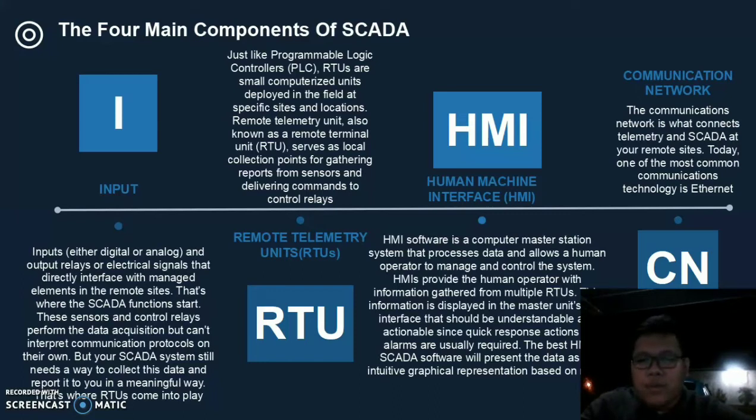HMI software is a computer master station system that processes data and allows a human operator to manage and control the system. HMIs provide the human operator with information gathered from multiple RTUs. This information is displayed in the master unit's user interface, which should be understandable and actionable, since quick response action to alarms is usually required. The best HMI SCADA software will present the data as an intuitive graphical representation based on maps.